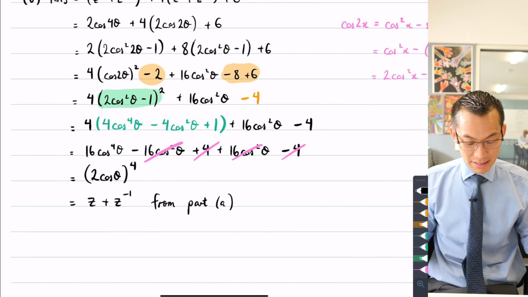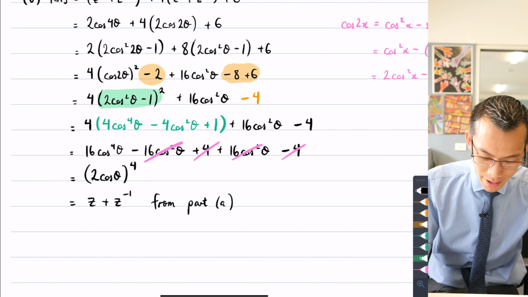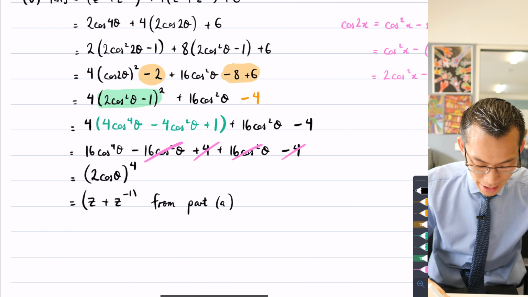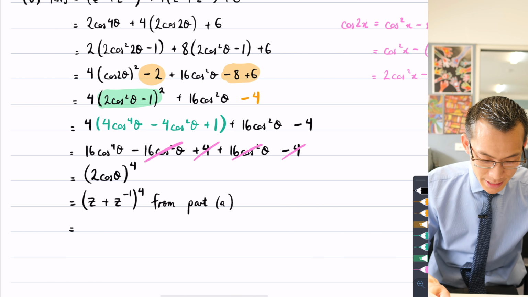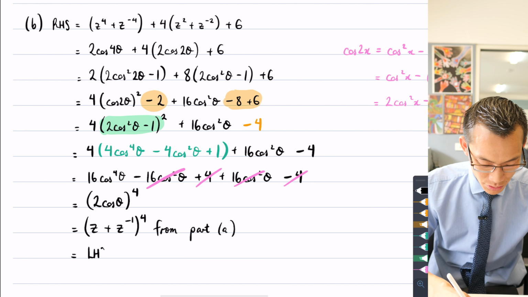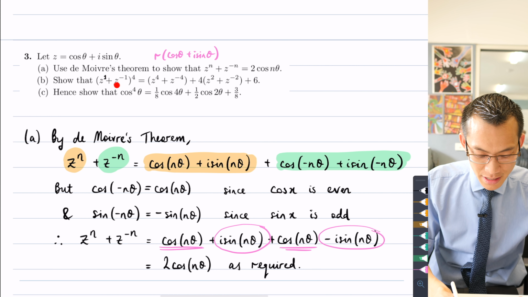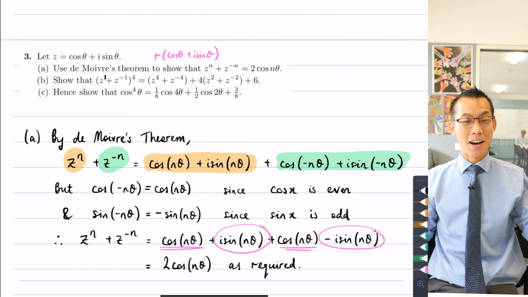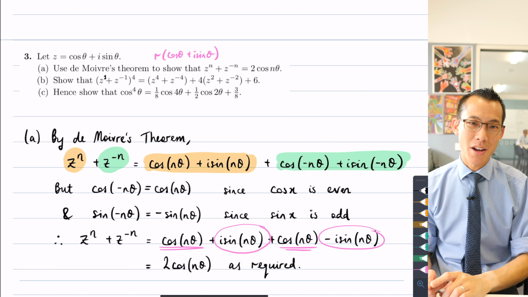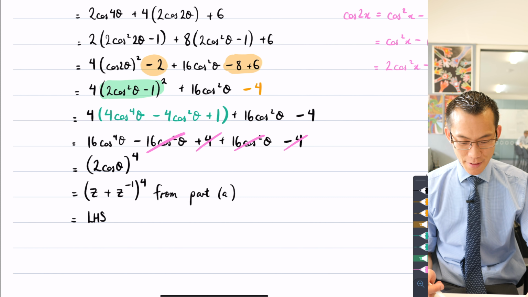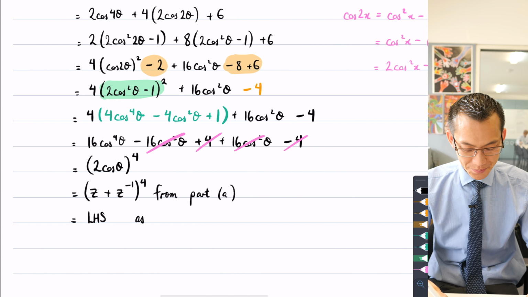So this looks really good, right? Oh sorry, I haven't quite finished. All of that is raised to the power of 4, but that's the left-hand side, pretty sure. Let's just go have a quick look. z to the 1 plus z to the negative 1, all to the power of 4. I'm done. So this is the result I was trying to prove for part B. I can therefore say as required.